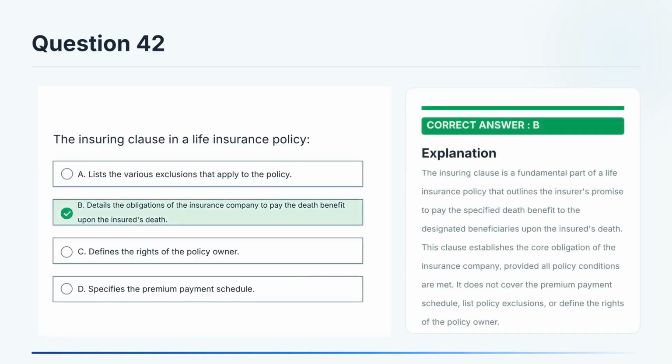The correct choice is B. Details the obligations of the insurance company to pay the death benefit upon the insured's death. The insuring clause is a fundamental part of a life insurance policy that outlines the insurer's promise to pay the specified death benefit to the designated beneficiaries upon the insured's death. This clause establishes the core obligation of the insurance company, provided all policy conditions are met. It does not cover the premium payment schedule, list policy exclusions, or define the rights of the policy owner.